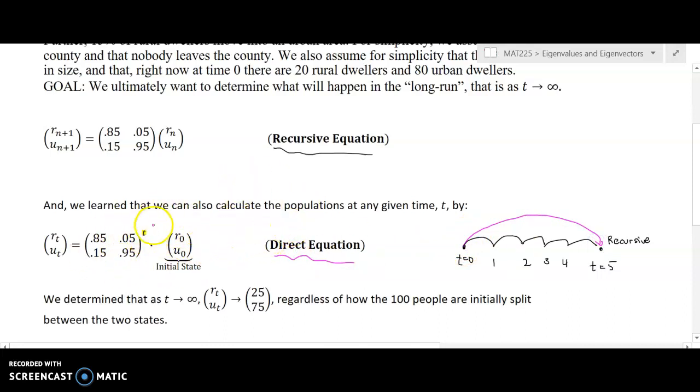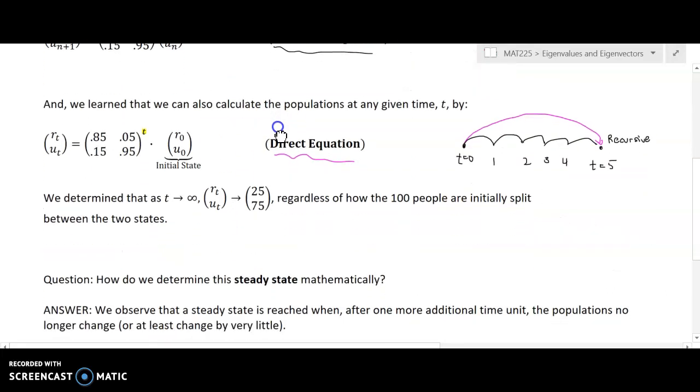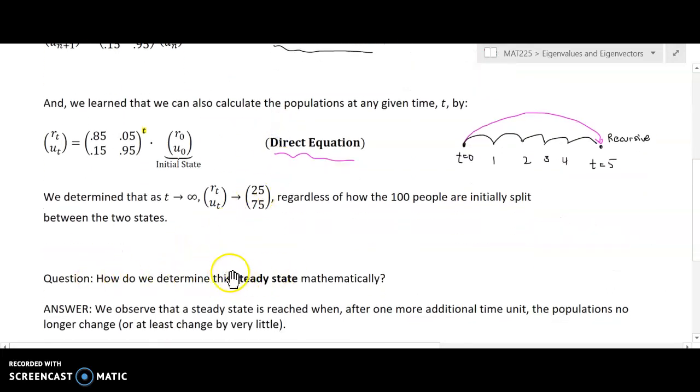Now, when we started to raise these to large enough powers, to the 100th, to the 200th, we noticed that as time got larger and larger, the states got closer to 25 and 75, regardless of how many of the 100 people were initially split. So we could put all 100 people at time 0 into the rural population, and still, over the long haul, there'll be a 25-75 split. The question that we might have is, how do we determine this steady state mathematically?